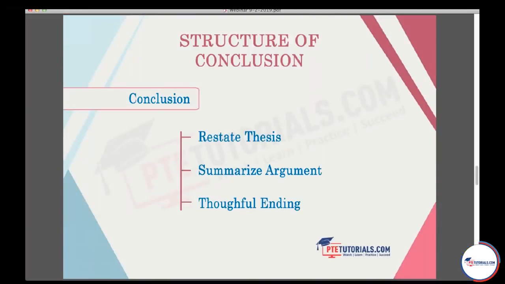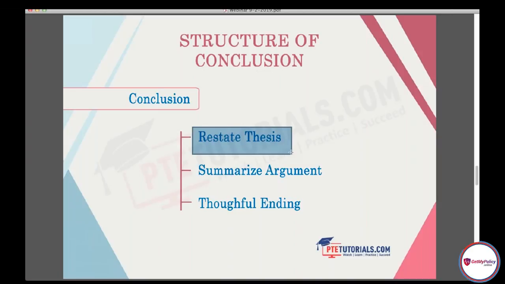Coming to the structure of the conclusion. What is a conclusion and what do you have to write in the conclusion? Most of the students don't understand what to write in the conclusion, how many sentences. You can even write one sentence, two sentences, and up to three sentences in your conclusion depending on your word limit. Because in the conclusion, what should we state? Just give your thoughtful ending. That's all. In my structure, I just restate the thesis.